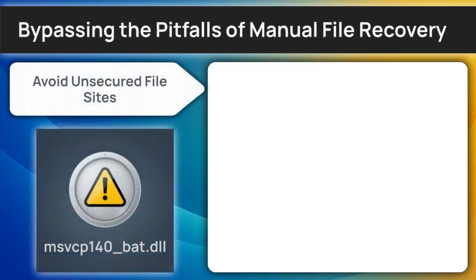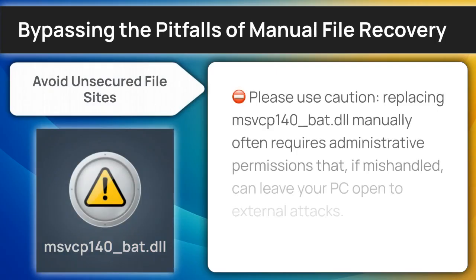To avoid future system conflicts, there is one specific security trap we should discuss. From a diagnostic standpoint, a missing Microsoft Visual C++ Standard Library 140BAT DLL error is often just a symptom of a larger system conflict that a simple manual download is incapable of fully resolving.